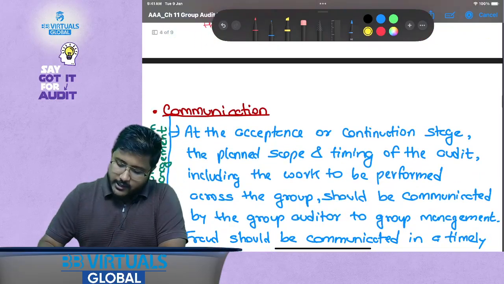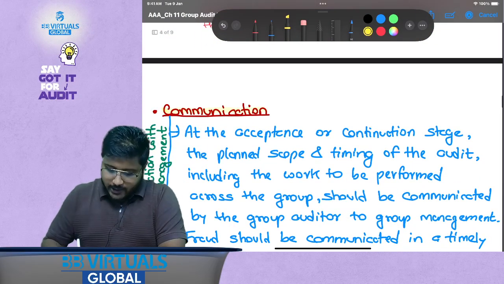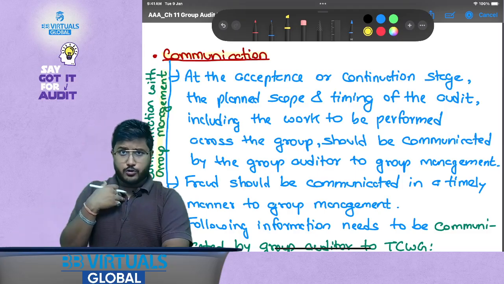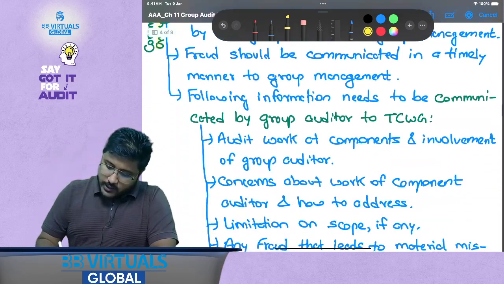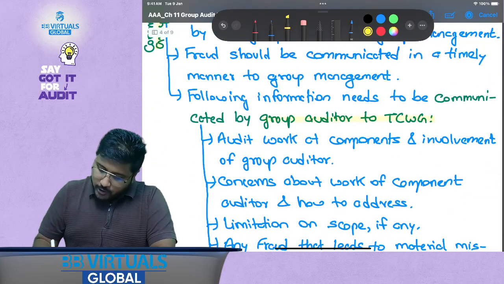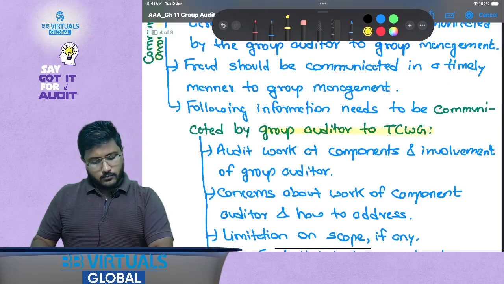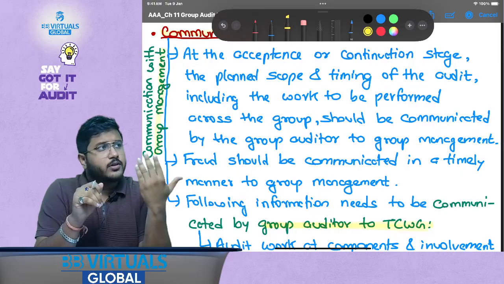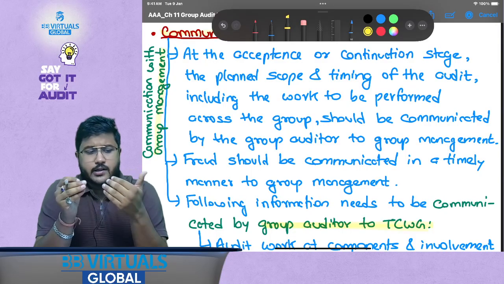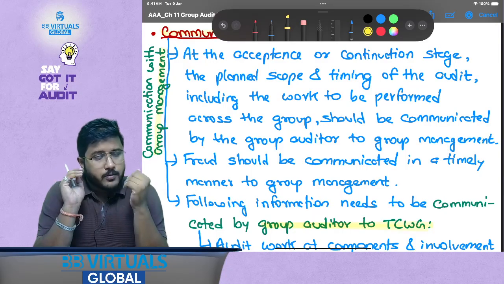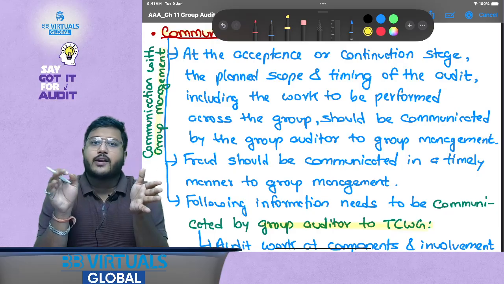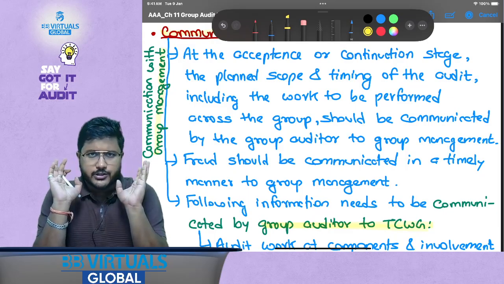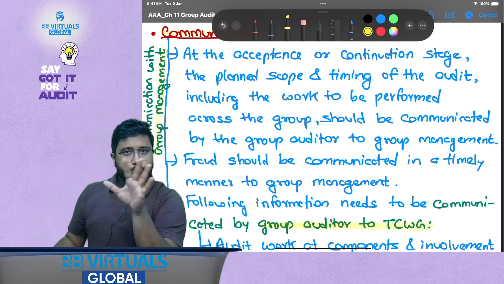Now let's talk about the next point, which is communication. Communication could be between the group auditor and the group management, or by the group auditor to those charged with governance. Both could be there. We have already covered the standards where we talked about the level of communication required between the auditor and the management, and the auditor and those charged with governance. Similar communication is going to happen here, so you do not need to worry.